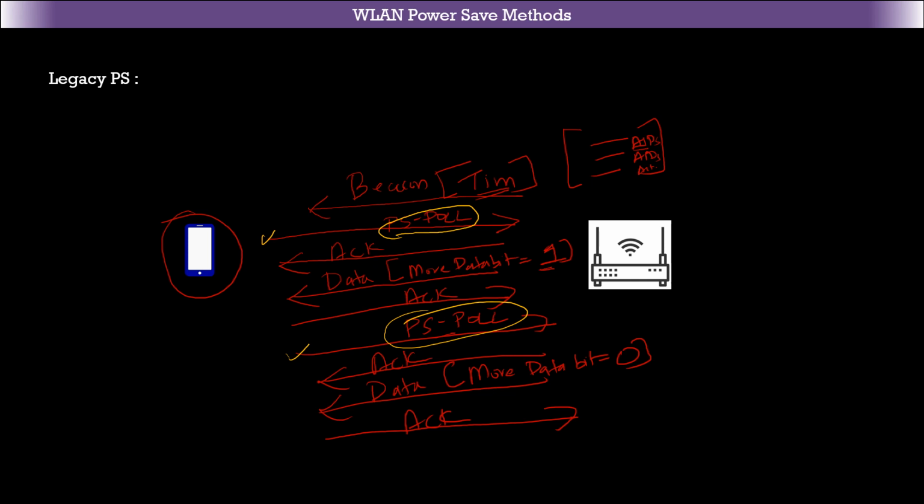Another possible problem in this approach is that it is dependent on the beacon frames. Since the station has to hear a beacon frame, and depending upon whether its AID is present in the beacon frame, the station has to decide whether to send a PS poll or not. This behavior changes significantly in the next power save mechanism that we are going to look at in the upcoming slide, and that is WMM power save.